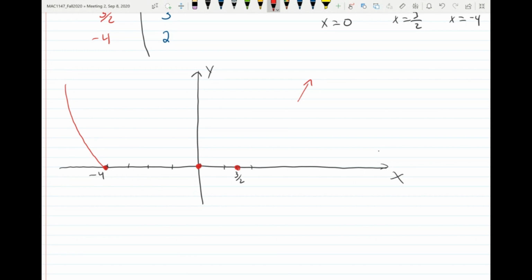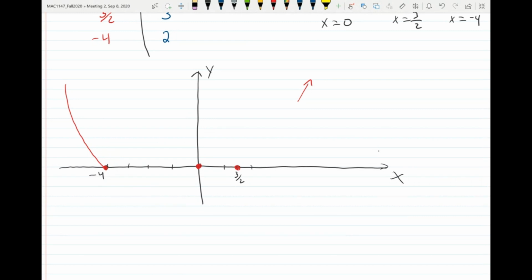In other words, at -4, we could do this. We could go through it like that, okay? Or we could do this, okay? We could bounce up at -4. So the question is, how do we know what to do? Do we go through -4 or do we bounce at -4? Okay, and the answer to that lies in the multiplicity.